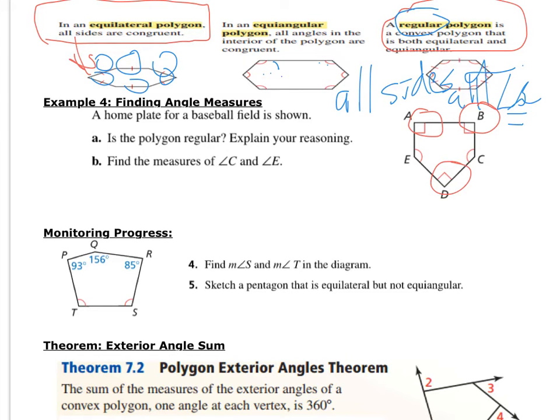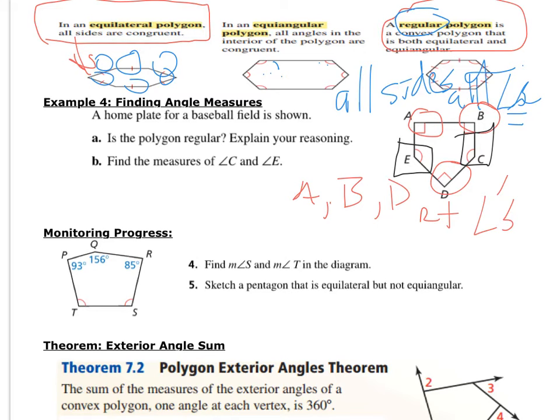Well, those are three congruent angles, aren't they? Because those three angles, A, B, and D, are right angles, right? They're 90-degree angles. And not only that, but you also have angle E and angle C. We don't know what they equal, but aren't E and C congruent to each other? But they're not right angles, right?